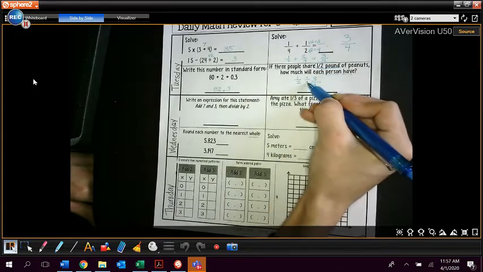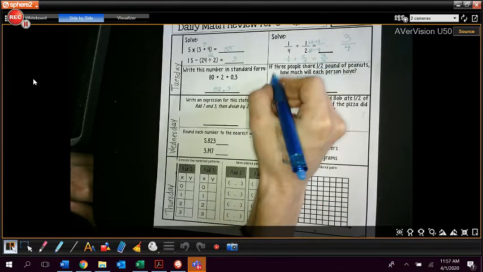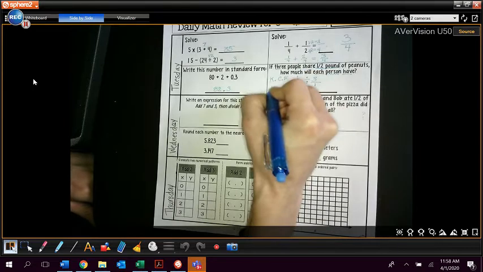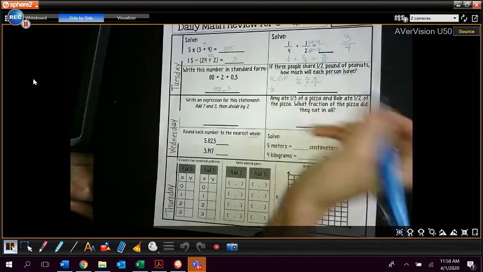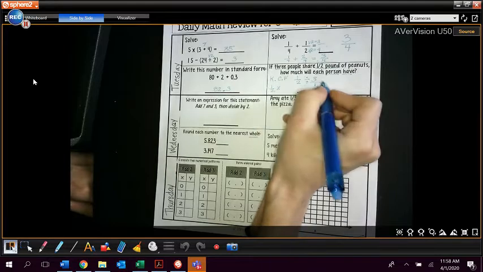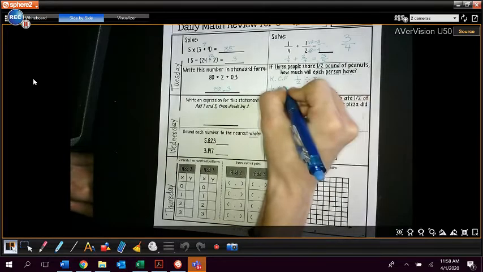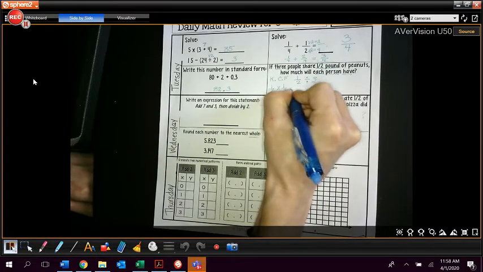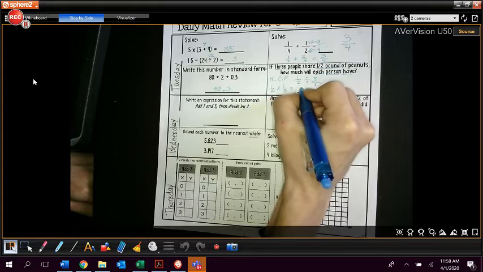When we divide fractions, we use keep, change, and flip. We are going to keep 1/2, change our division symbol to multiplication, and flip our 3/1 into 1/3. So 1 times 1 gives us 1, and 2 times 3 gives us 6. Our answer for this problem would be 1/6.